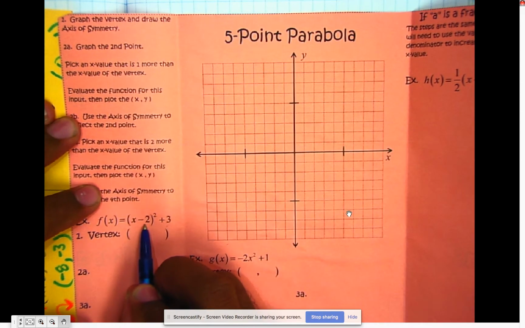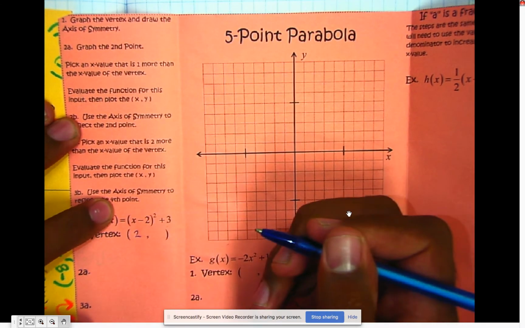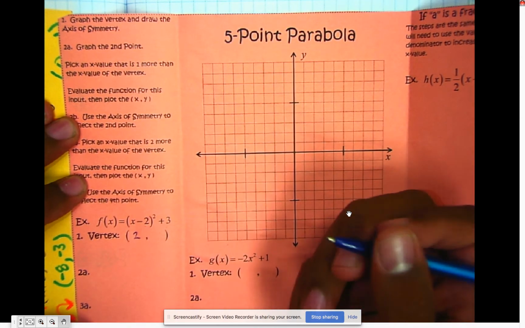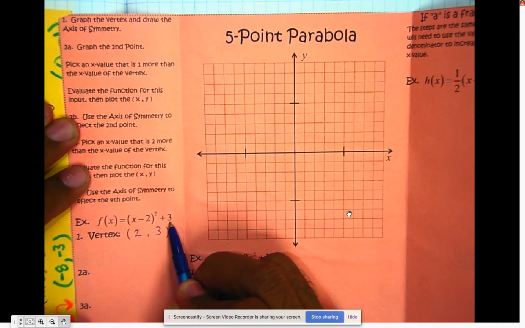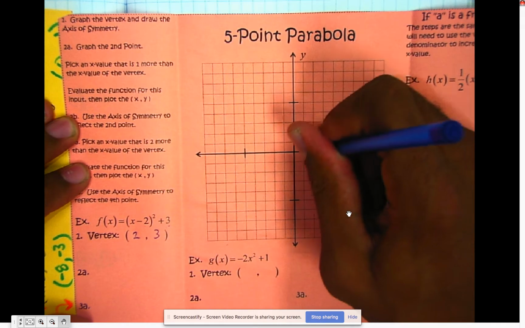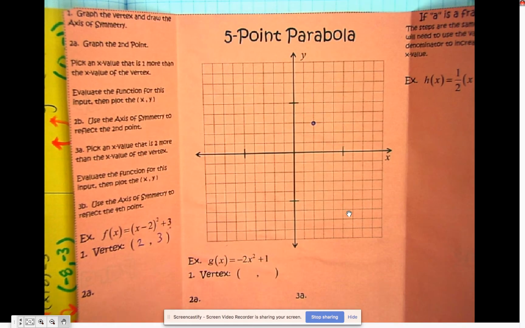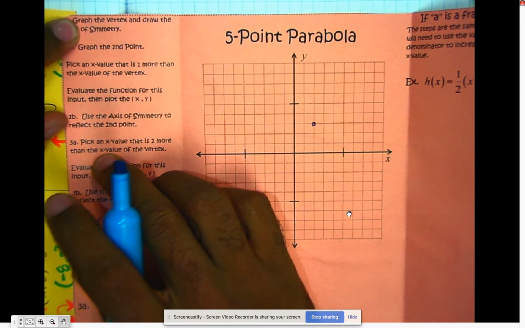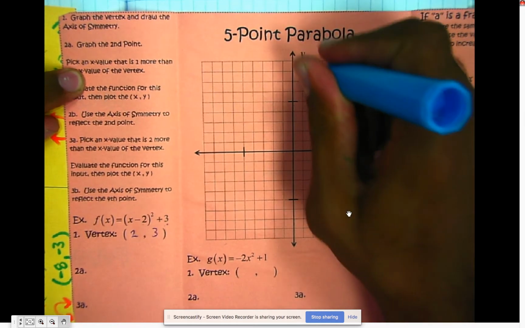Okay, so that means that if that's -2, the x value of the vertex, the point in the middle, is 2, not -2. And then the y value is 3. Remember that y value doesn't change. So let's go ahead and put that on the graph. So 2 and 3. And then what I also want to do is graph the axis of symmetry. Okay, so that's that first part. Graph the vertex, then draw the axis of symmetry.